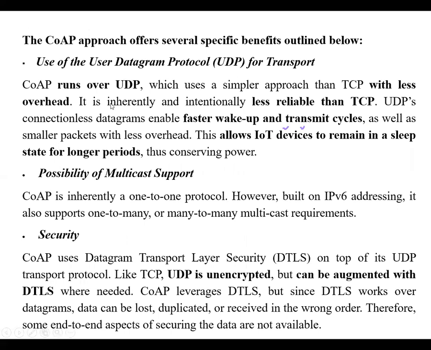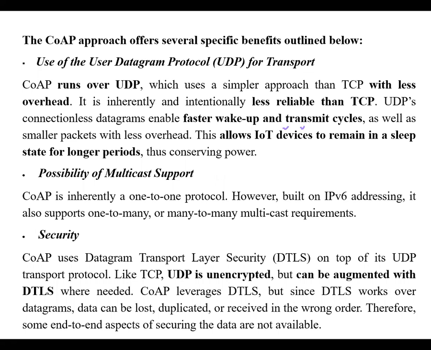UDP has less overhead as compared to TCP. TCP is more reliable, but we use UDP intentionally. We want it intentionally less reliable; that is the requirement here. UDP's connectionless datagram enables faster wake up and transmit cycles. So in UDP, the transmission is faster, though it's less reliable.